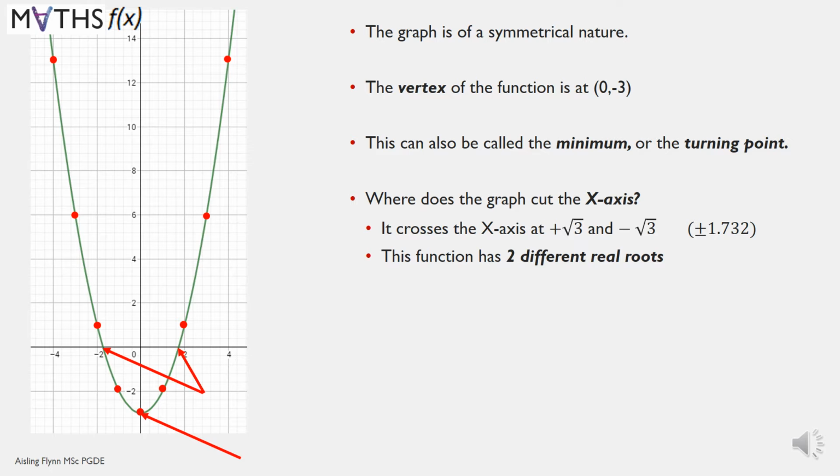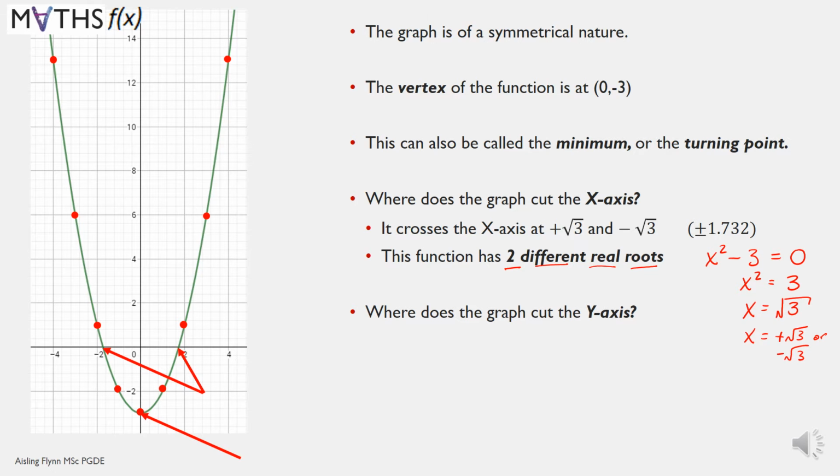Now, how would you do that algebraically? Well, your function x squared minus 3, when is it equal to 0? So when is it on the x-axis? If we try to solve for x, we add 3 to both sides and we get plus 3 on the right, and take the square root of both sides. What's the square root of 3? And there are 2 possibilities. It can be plus √3 or minus √3. Okay, and that's where we get 2 different real roots.